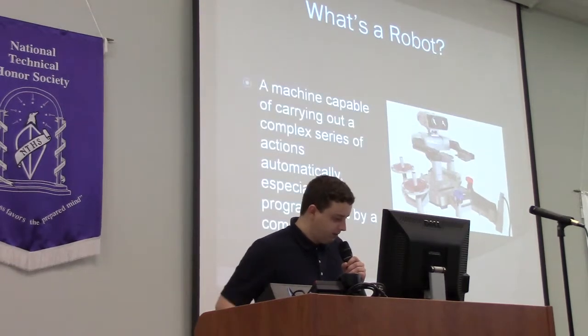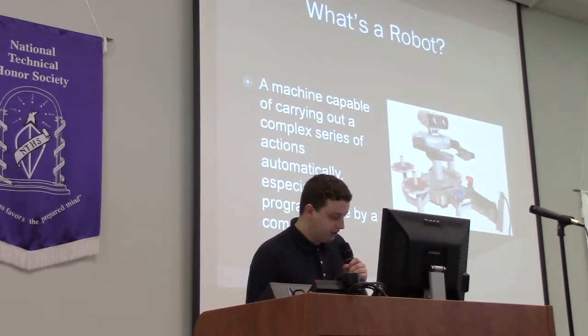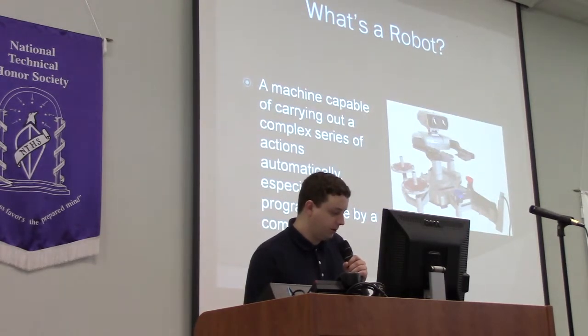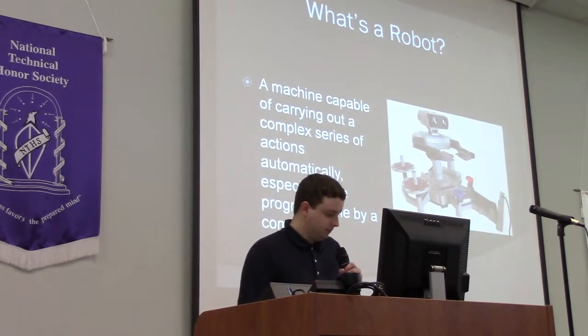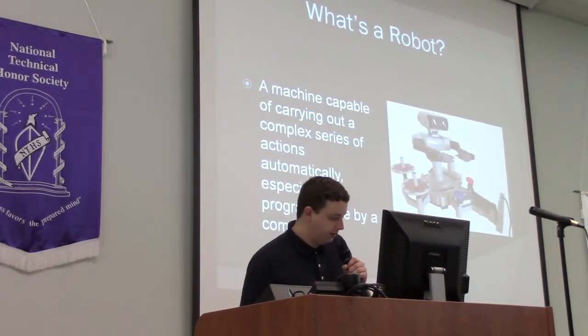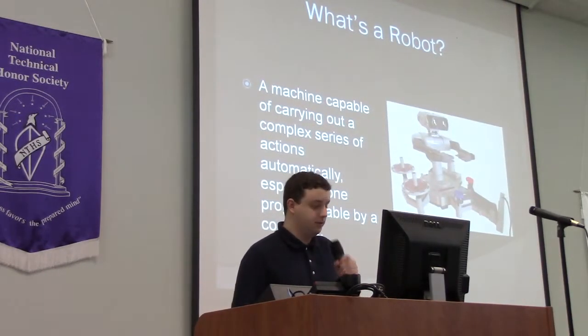A robot is a machine capable of carrying out a complex series of actions automatically, especially one programmable by a computer. To elaborate better on this definition, let's also look at what a machine is.